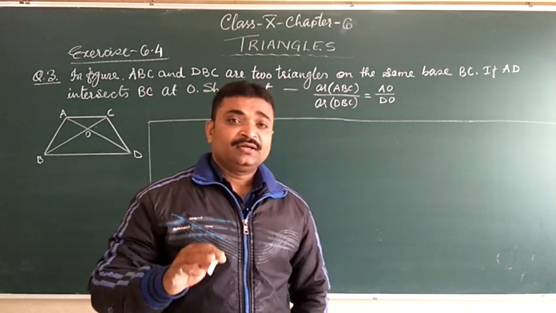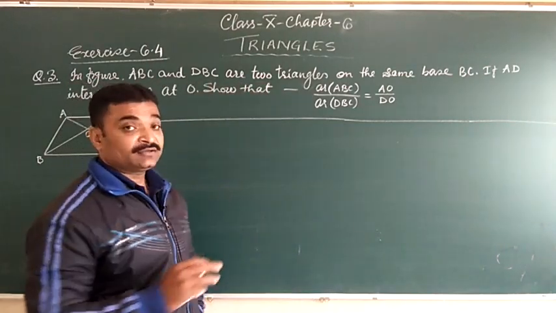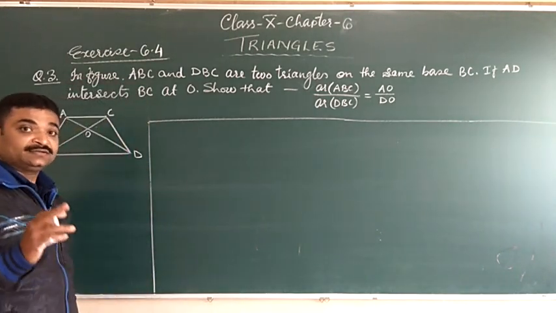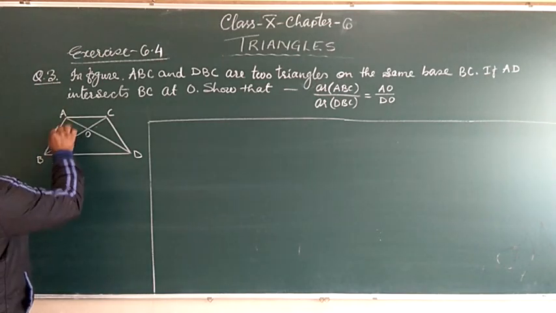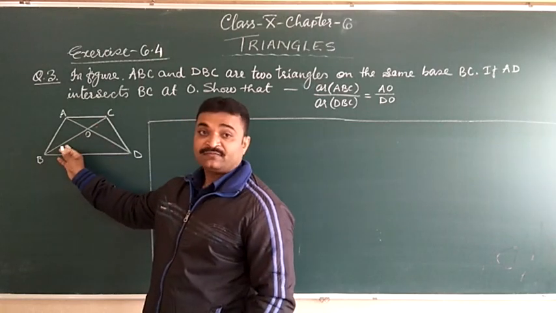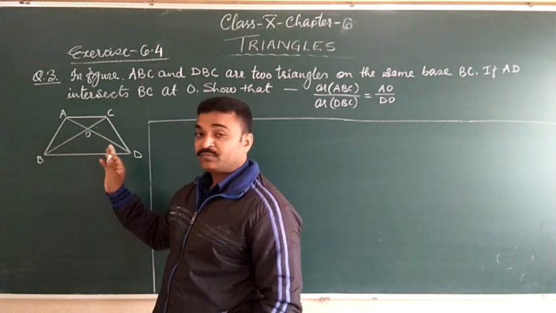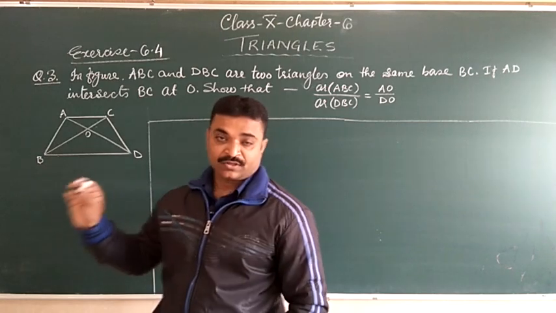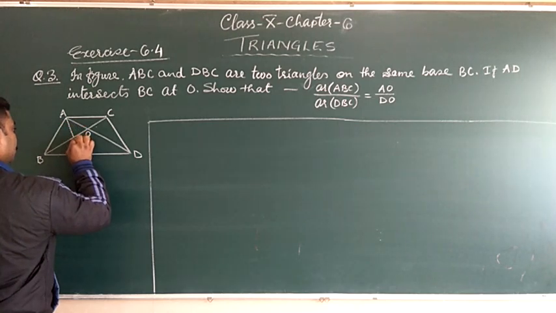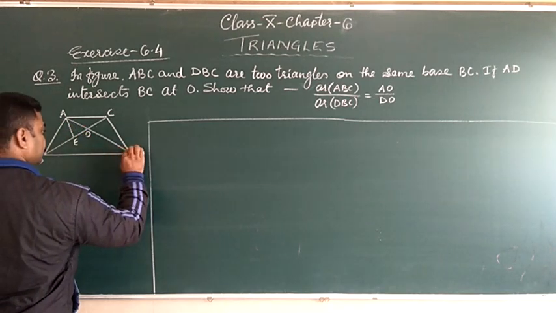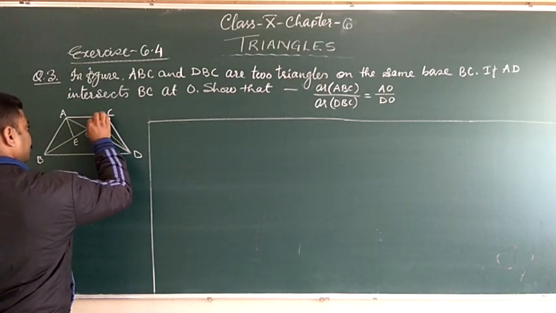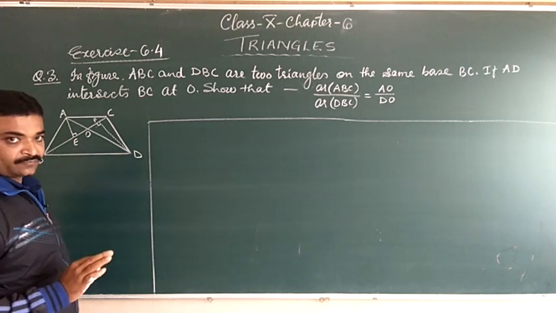Students, first of all, when we have to find the area of a triangle, we need base and altitude. Here, area of triangle ABC, how do we find it? Base is BC, but we don't have the altitude. So first of all, we have to draw altitudes. See, here we will draw altitude E, and here we will draw altitude F. Altitude means 90 degrees.